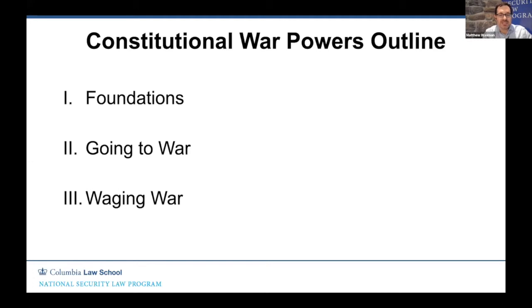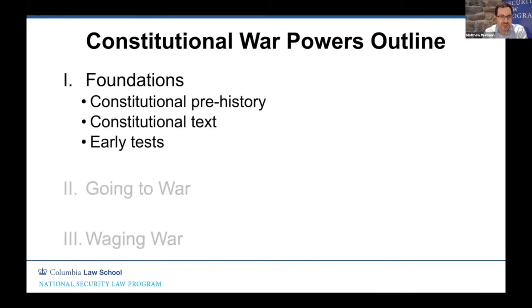So in this lecture, I hope to do 3 things. I want to talk about constitutional prehistory, what happened in the lead up to the Constitutional Convention to influence it, and I hope to show how that constitutional prehistory, including some big debates about what lessons to draw from that history, including the Revolutionary War, how that constitutional prehistory influenced constitutional drafting.